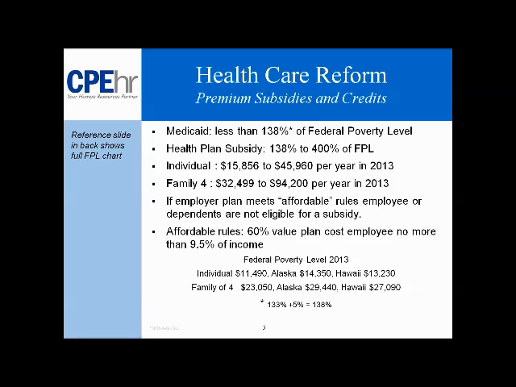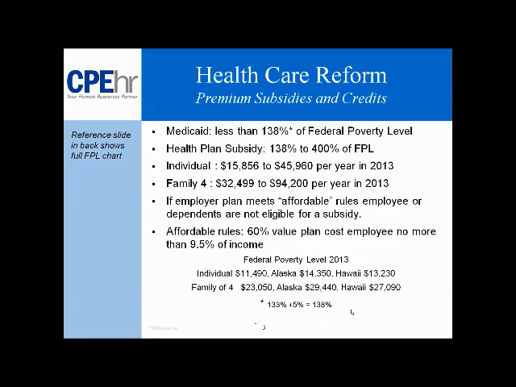The affordability rules for an employer are that their plan must have a 60% actuarial value and cannot cost the employee more than 9.5% of income. So those are the parameters an employer needs to meet. If an employer's plan doesn't meet that requirement, then the employee and their dependents are eligible for subsidies. If the employer's plan does meet this affordability test, then the employees are not eligible for a subsidy.